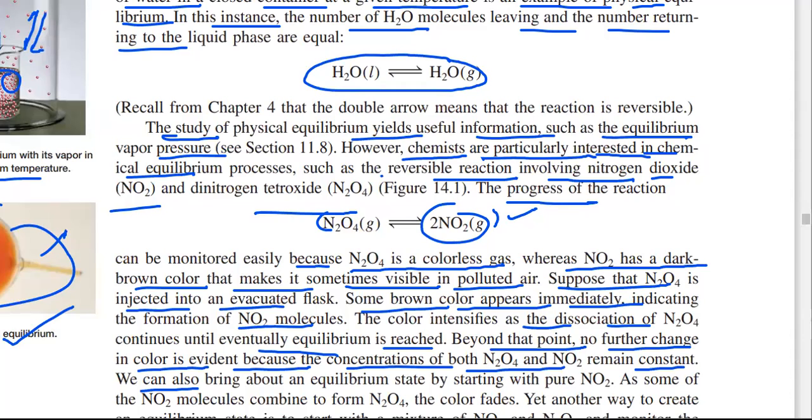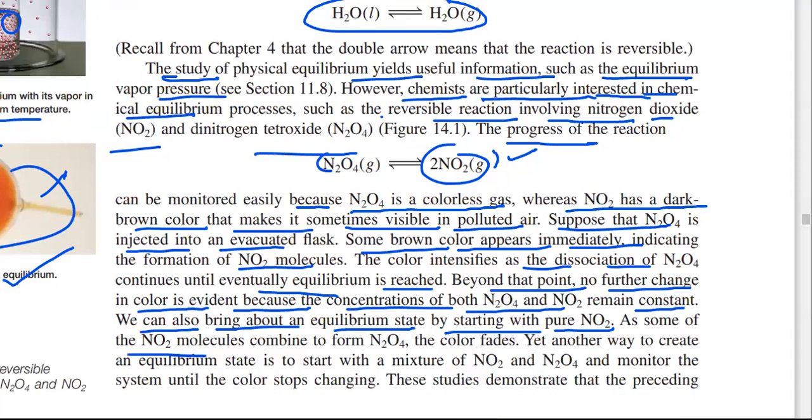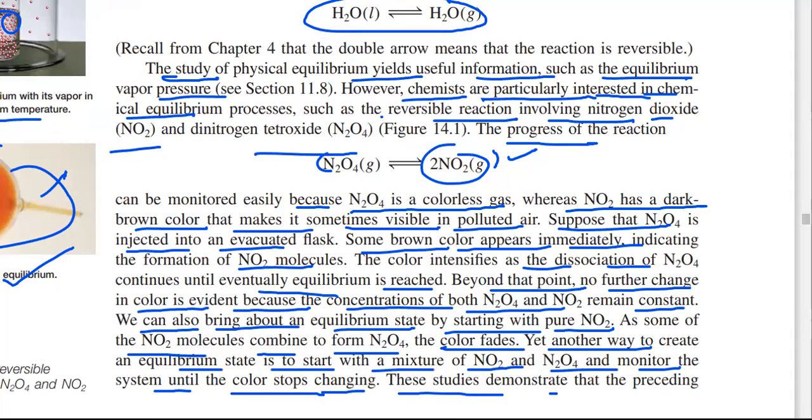Beyond that point, no further change in color is evident because the concentrations of both N2O4 and NO2 remain constant. We can also bring about the equilibrium state by starting with pure NO2, as some NO2 molecules combine to form N2O4 and the color fades. Yet another way to create the equilibrium state is to start with a mixture of NO2 and N2O4 and monitor the system until the color stops changing.